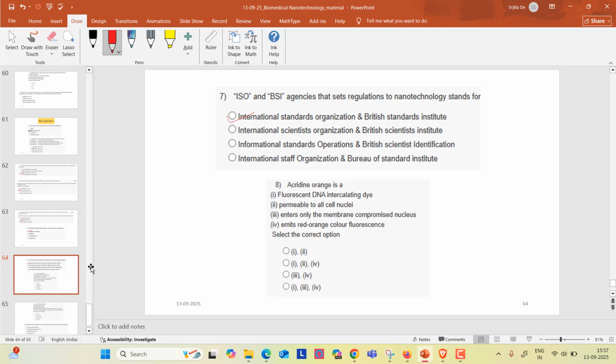Next, acridine orange is a fluorescent DNA intercalating dye, permeable to all cell nuclei, enters only the membrane compromised nucleus, emits red-orange color fluorescence. Which one is true?